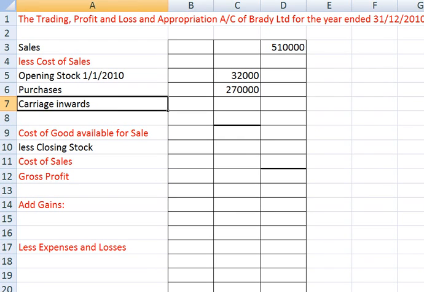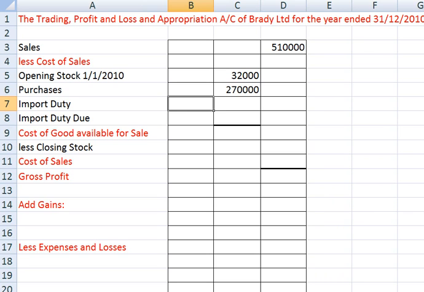The company had no carriage inwards, but what it did have was import duty. And I've looked down at the adjustments already, and I've seen that there's import duty due as well. There's an accrual on import duty. So what that means is, in this year already, this company has paid 3,800 euros of import duty, but it still owes another 1,500 euros of import duty to the company, or probably to the Revenue Commissioners, actually, the government. So in total, the import duty figure for the year is 5,300. What they paid, and added to that, what they still owe.